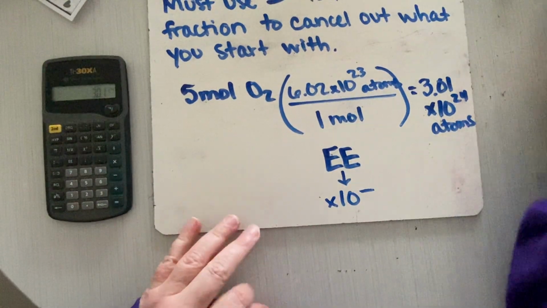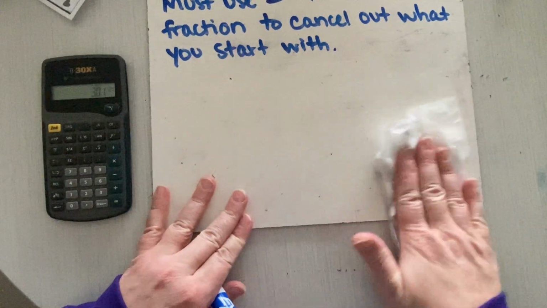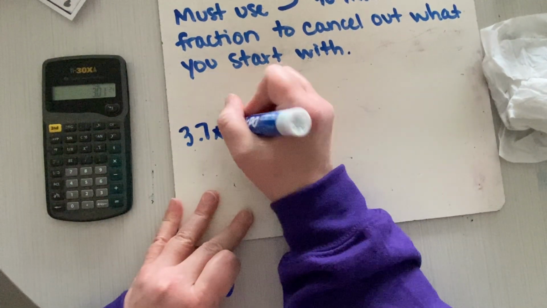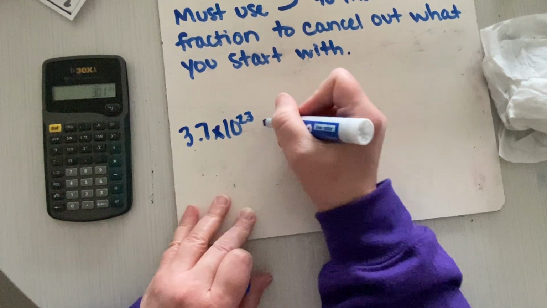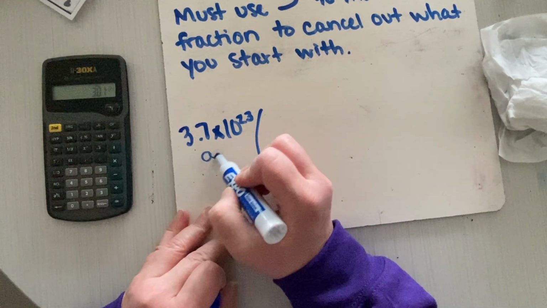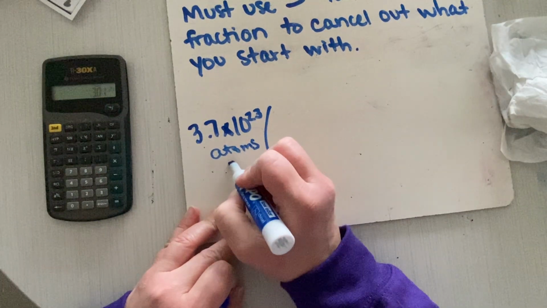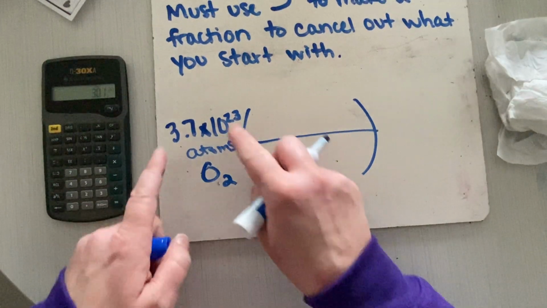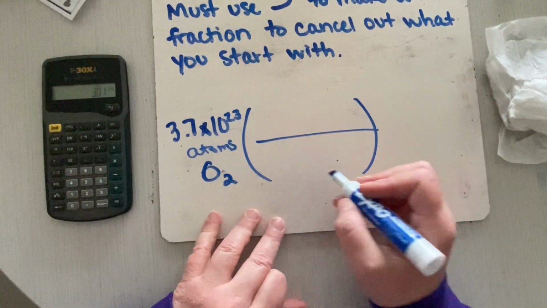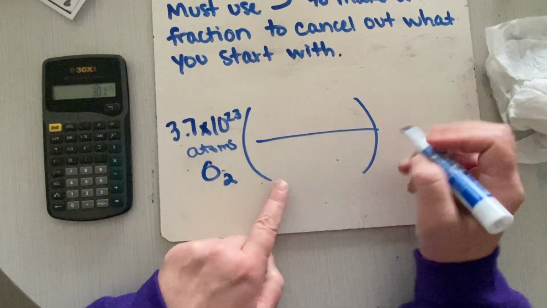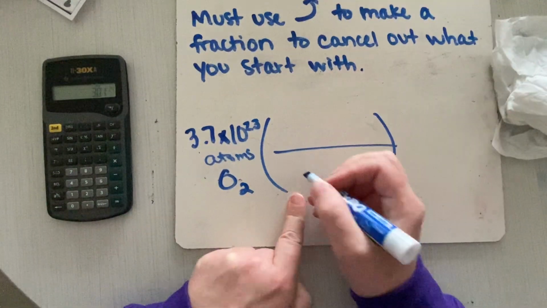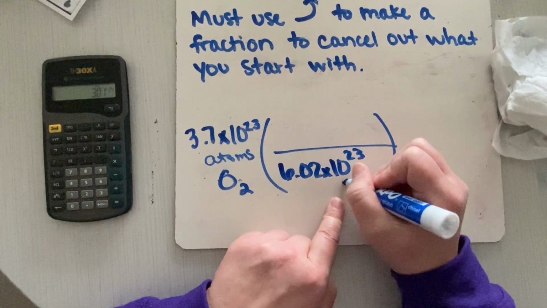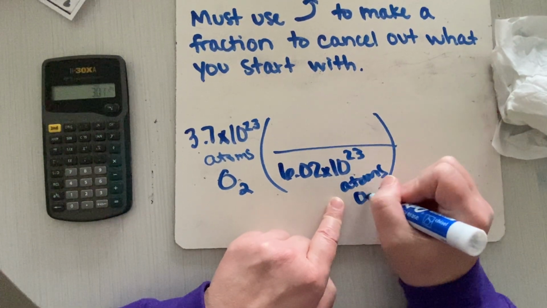All right, let's do one more where we're going the opposite direction. So if we start with 3.7 times 10 to the 23rd, and that's going to be atoms of O2. I'm just going to keep it O2 for this problem. And again, scrunched. And so we want to get rid of atoms. So we know that our 6.02 number is going to be on the bottom, times 10 to the 23rd. And that's going to be atoms of O2.